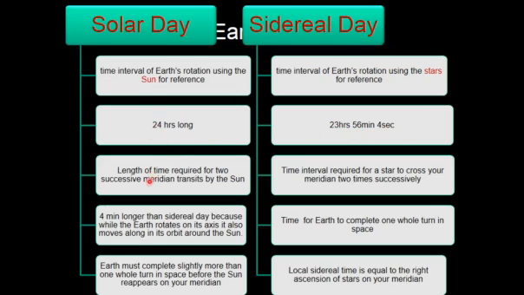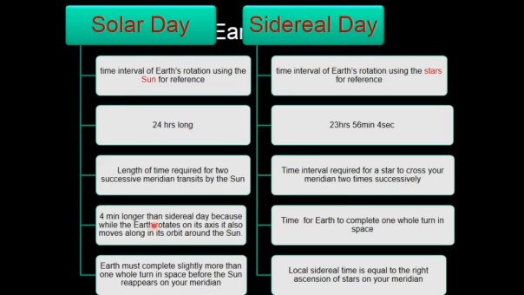The solar day can be counted as the length of time between two transits of the sun, that is, the time required for the sun to reappear at the same location. The sidereal day is the time interval required for a star to cross the same position two times successively, that is, the time duration for watching the same star again.